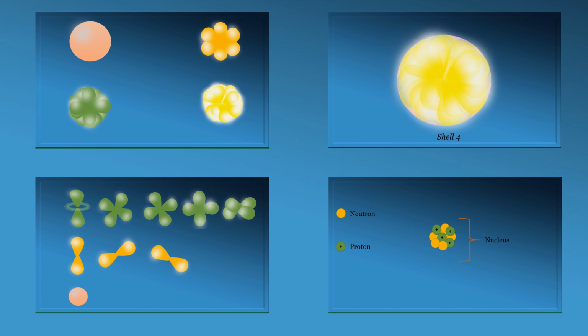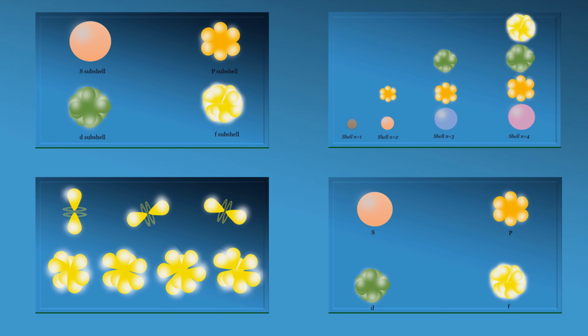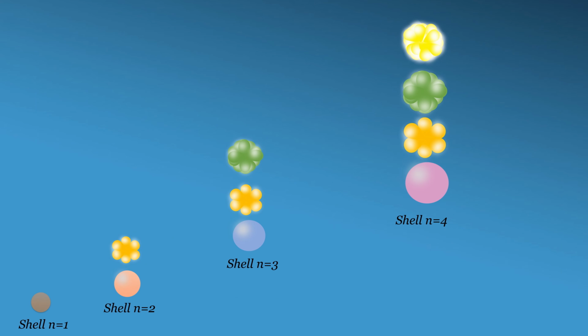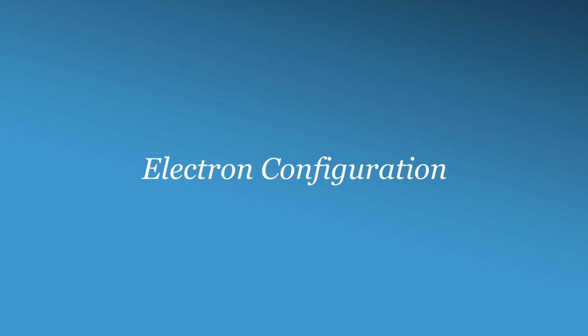In the last video, we explored the evolution of atomic theory, from classical atomic models to quantum mechanics, and the different energy levels and types of orbitals that electrons occupy. Today, we'll dive deeper into how electrons fill these orbitals within atoms, a concept known as electron configuration.